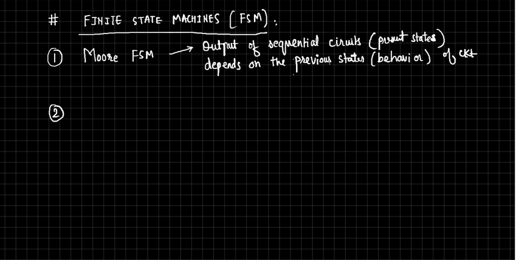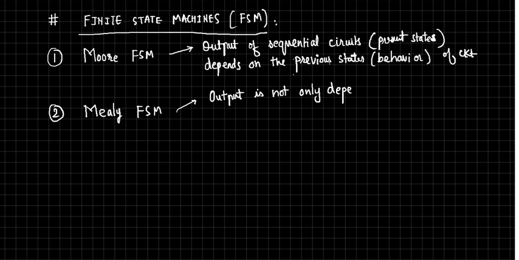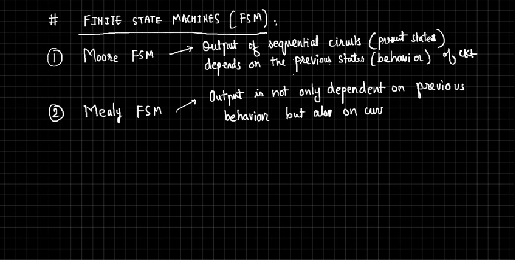So the second is called a Mealy. The last example which we took was an example of a Mealy FSM, with output not only dependent on the previous state but also on the current inputs, right?